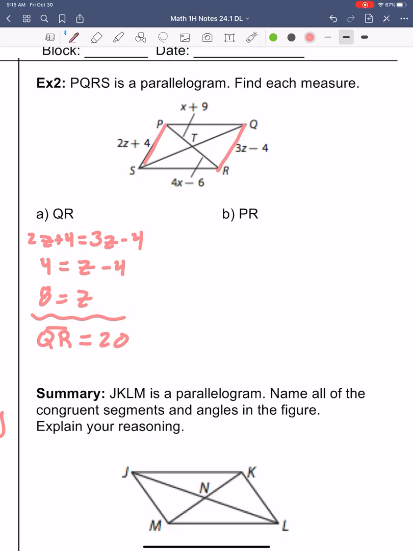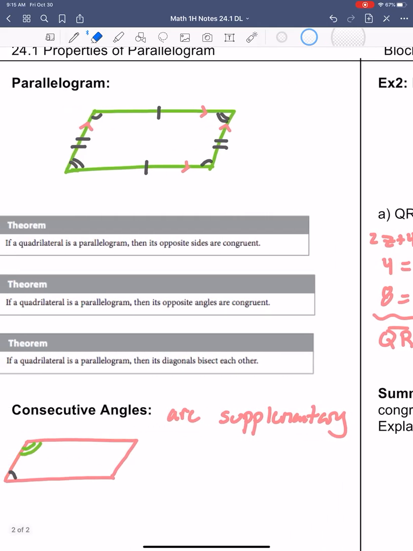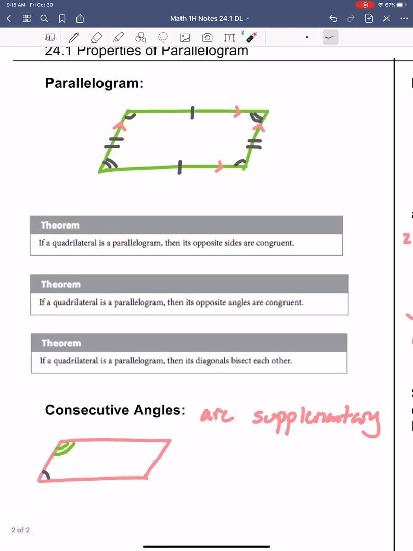Now we get to PR. And PR, they're asking for something a little bit different. We haven't seen this before, right? But we have to go back to one of our theorems here. And remember that theorem was over here. I'm going to slide back over. It says that the diagonals bisect each other. The diagonals bisect each other.